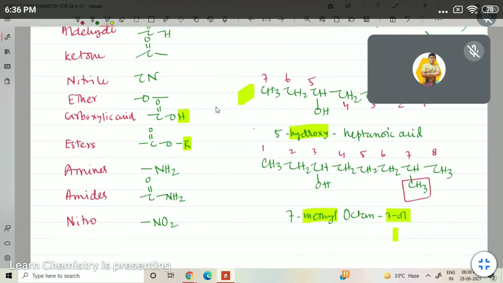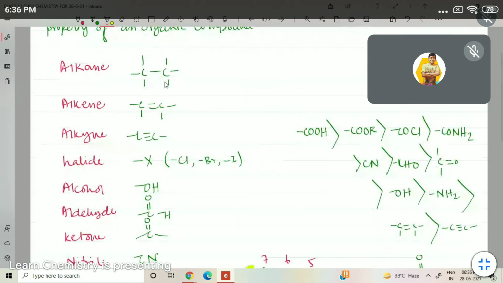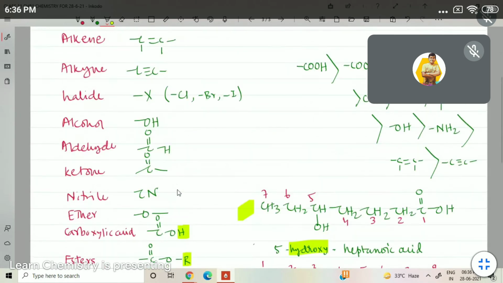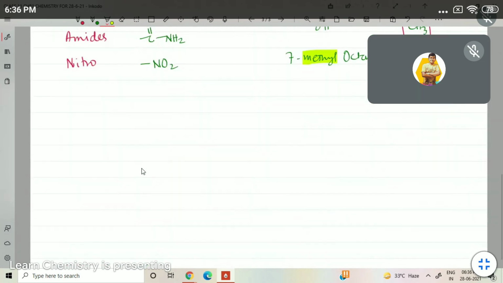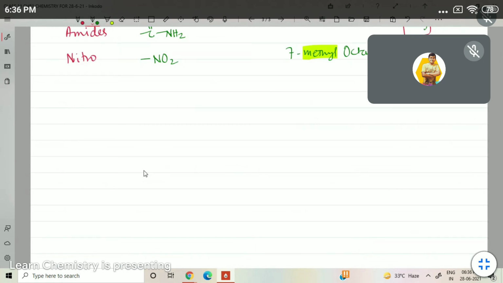Okay, so now we will one by one learn how to write down the names of these functional group containing organic compounds. So let's take one by one. Alkane we have already done, so no problem in alkane, I guess. So what about alkene, alkyne, alkyl halide? So let's discuss these three at first. So first of all, alkene, CH3, CH2, CH2, CH double bond CH2. Okay. Now how will you do the numbering? From this side, 1, 2, 3, 4, 5.